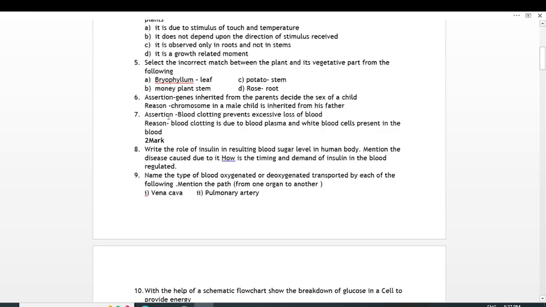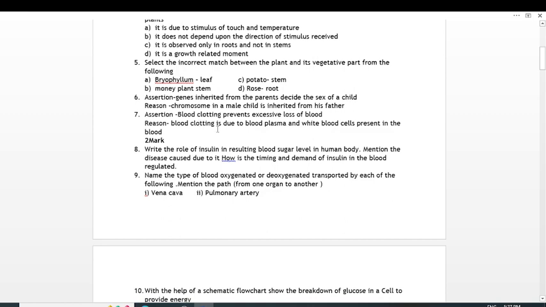Next one, assertion reason. Genes inherited from the parents decide the sex of a child. So actually the sex of the child is determined by the gene from the father. So that statement is wrong, and the reason is chromosome in a male child is inherited from his father. We can say the male child is getting chromosome from both parents. Okay, not only from the father.